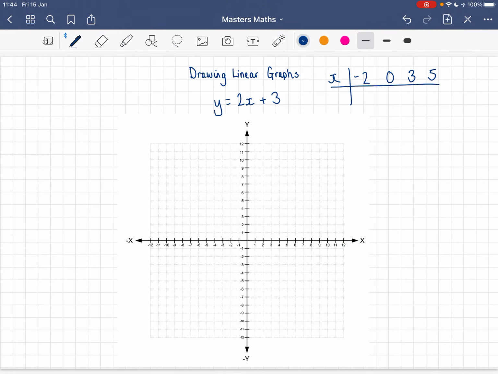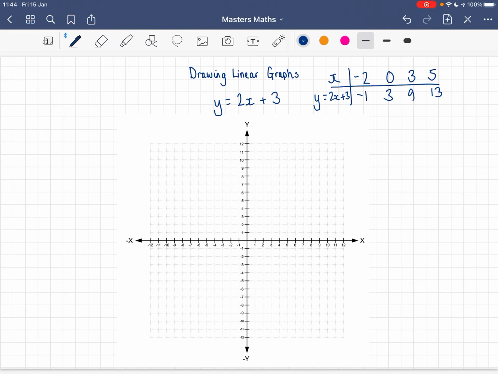To get your y numbers, you're using the equation y equals 2x plus 3. So you're doing the x value multiplied by 2 and then adding 3. So if x is -2, 2 times -2 is -4, plus 3 is -1. 2 times 0, if we put 0 in, 2 times 0 is 0, plus 3 is 3. If we put in 3, 2 times 3 is 6, plus 3 is 9. And then if we put 5 in, 2 times 5 is 10, plus 3 is 13. So they give you some coordinates and you could plot them.